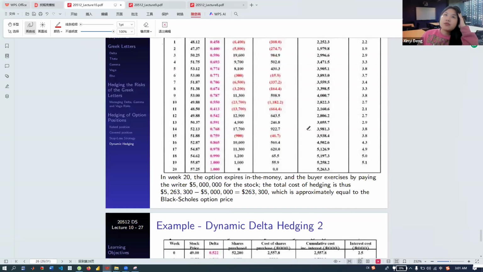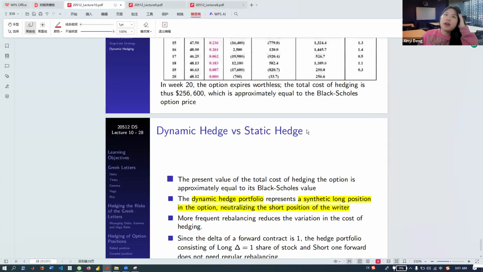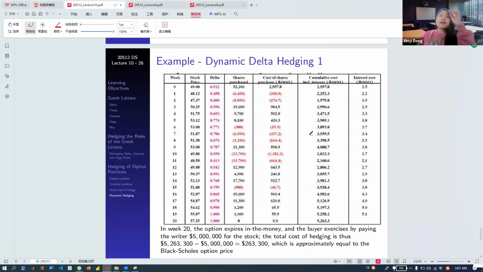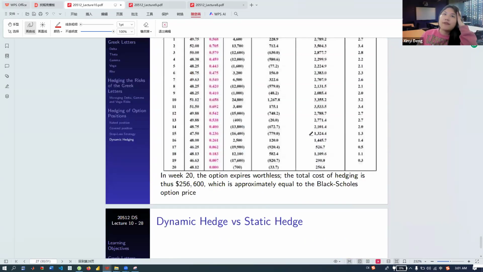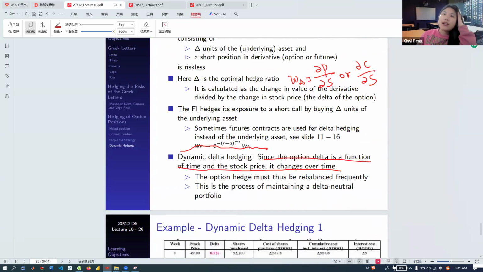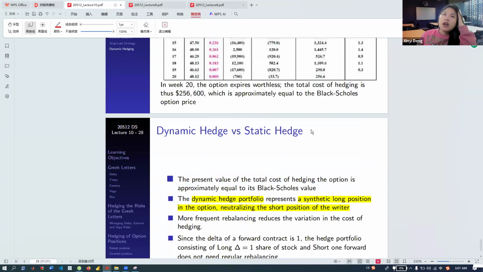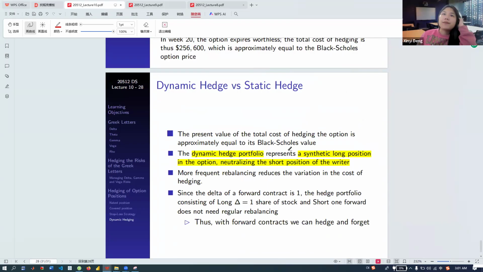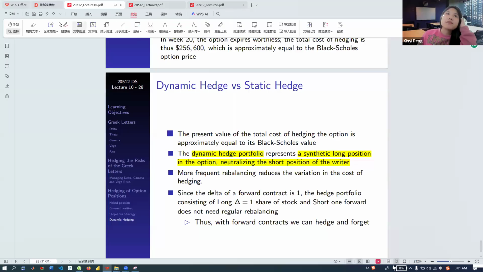Here, those two slides are actually in the Excel file. So now let me show you the Excel file. Basically, those two slides are showing that if we create a dynamic hedging strategy, our hedging cost, the cost of hedging the option, will be approximately equal to the Black-Scholes value of the corresponding option that we want to hedge.